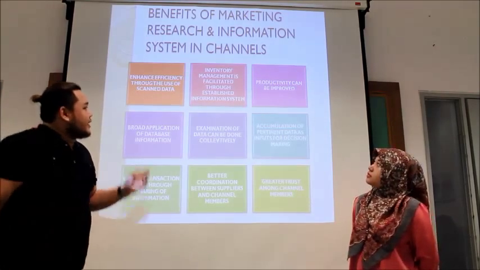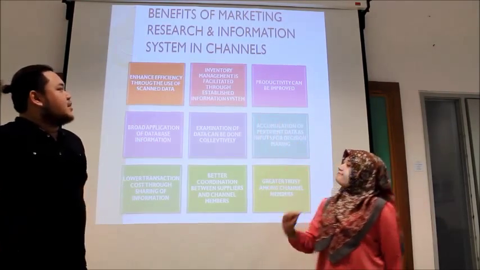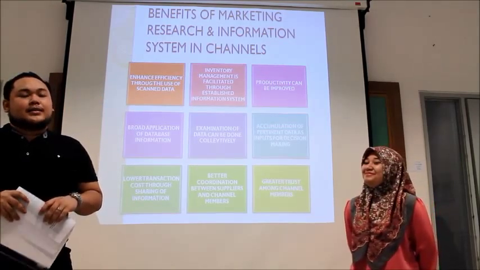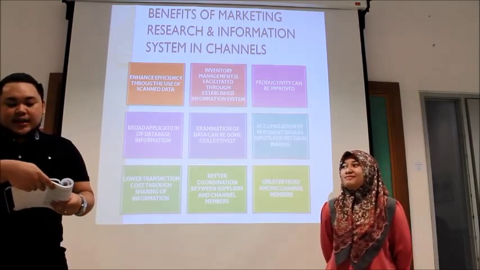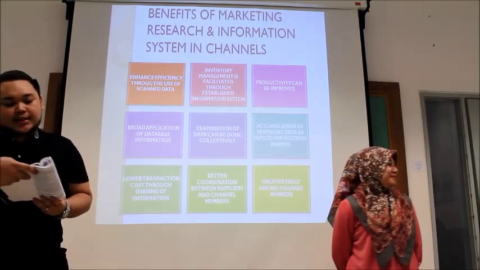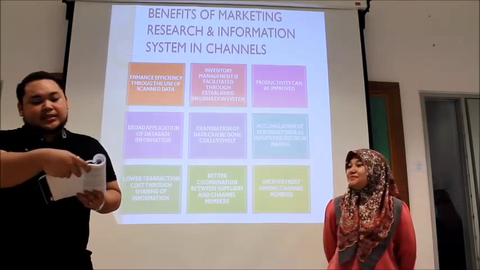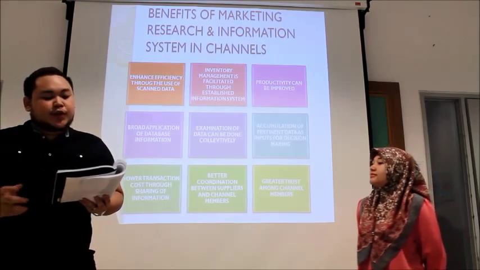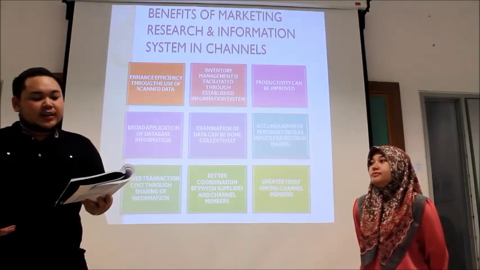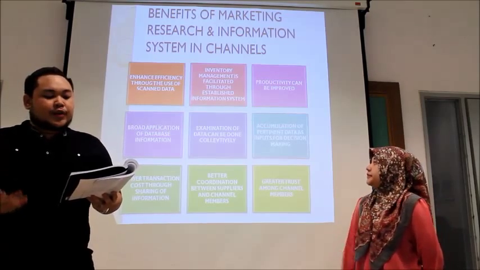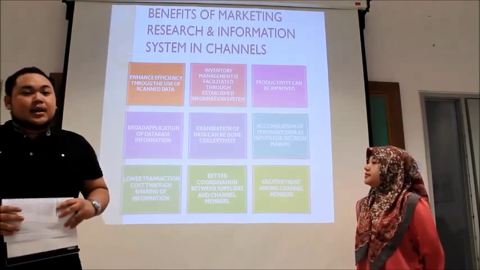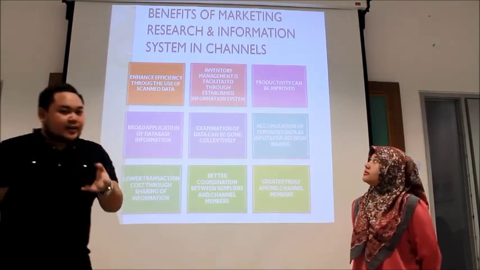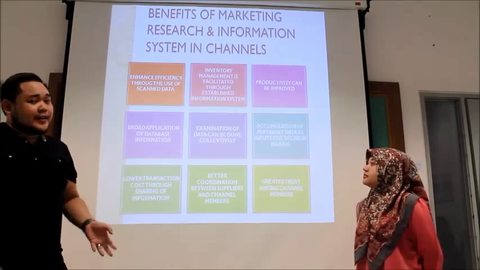So moving on to the second benefit, inventory management is facilitated through established information system. This is as explained by my friend, which is the EDI software, which is very much part of information system. It is utilized by manufacturers and channel members to track merchandise through the entire distribution pipeline through the use of information technology systems. So you can track down all this merchandise.